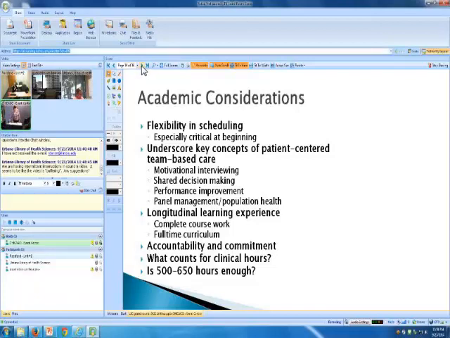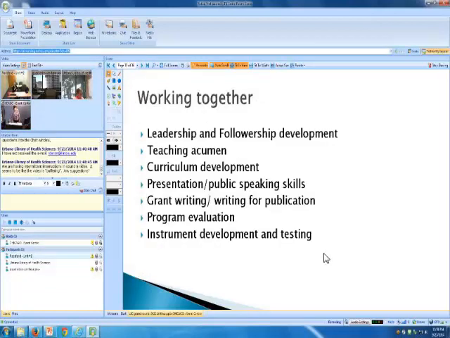I think we need to look at that. Certainly academia and practice can work together. I think especially with the NPs, they need leadership development. They need to develop teaching acumen. Just because you're a good clinician doesn't mean you're a good teacher, a preceptor.